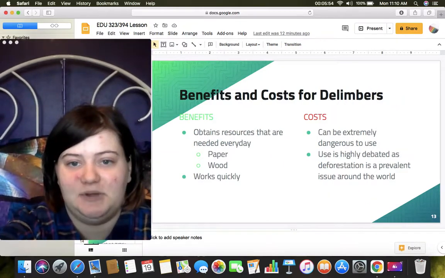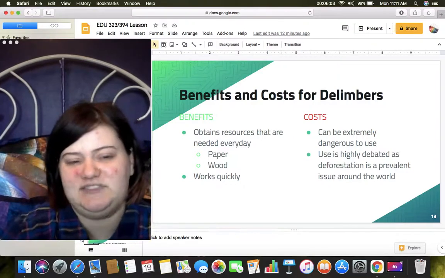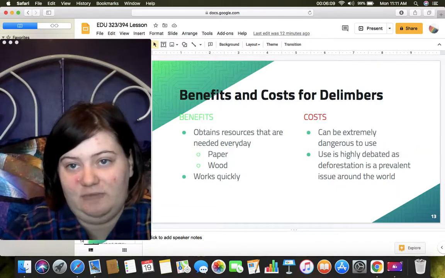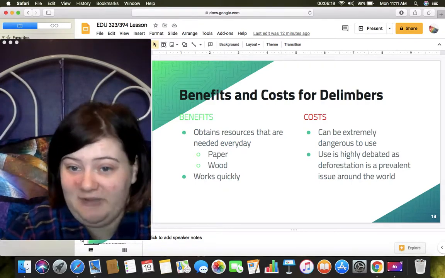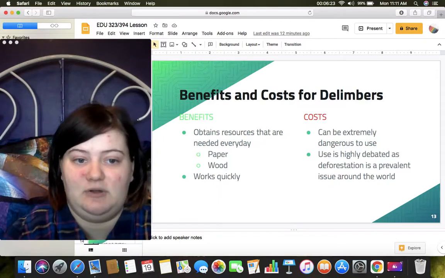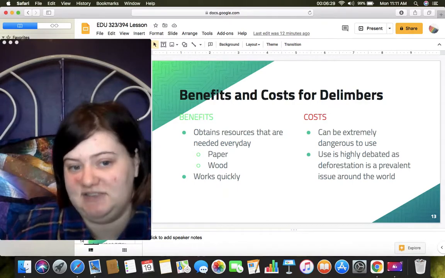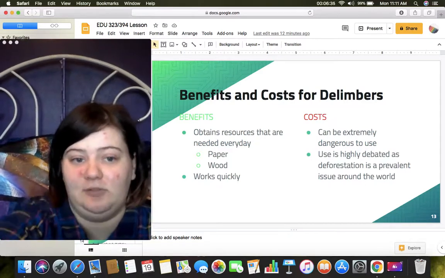Then we have delimbers. So, delimbers can obtain resources that are needed every day. They are very efficient and they work quickly, so kind of similar to how the mining drill functions. However, it can be extremely dangerous to use, and that can go for all machines, but imagine that long saw being misused and hurting someone else or even yourself. That wouldn't be very good. Also, its use is highly debated because deforestation is a prevalent issue around our world. Some people believe that we don't need to cut down so many trees. Some people believe that it's necessary. So, finding the balance in that is definitely a cost for the delimber.